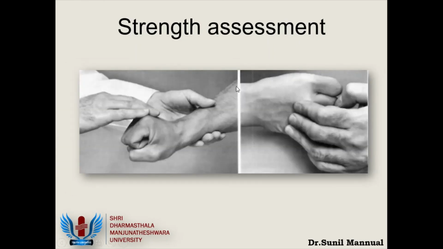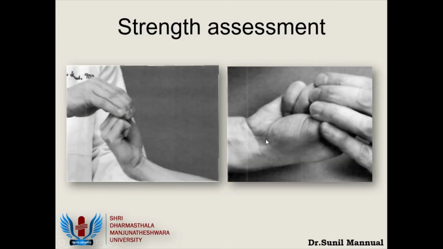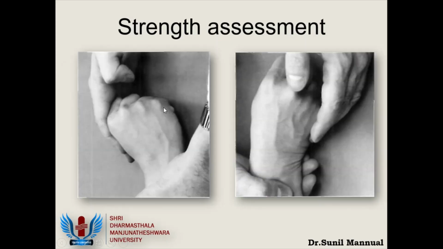So here there is an examination of the dorsiflexion of the wrist. Here, in reverse, the examiner is checking for the palmar flexion or the volar flexion of the wrist, or the strength of the volar flexion. And here the examiner is checking for the strength of the radial deviation, and here the examiner is checking for the strength of the ulnar deviation.